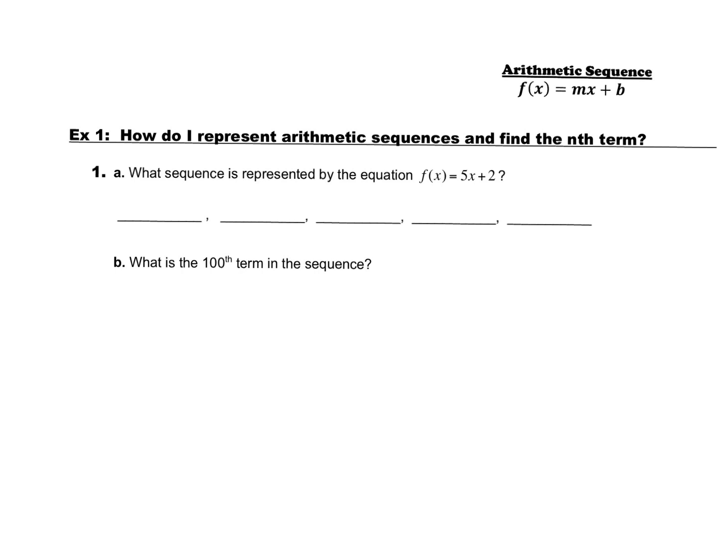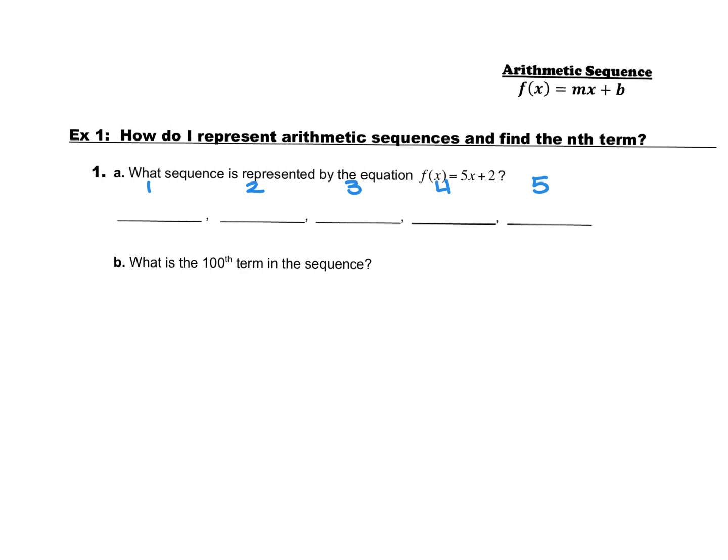All right, so example 1, how do I represent the arithmetic sequence and find the nth term? So what sequence is represented by the equation f of x is equal to 5x plus 2? Now, in a sequence like this, remember, we have the different terms. This is going to be my first term, my second term, my third term, my fourth term, and then my fifth term. So in finding the sequence, what we're going to do is plug in the terms.